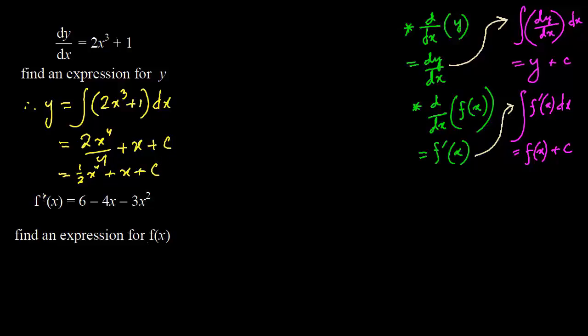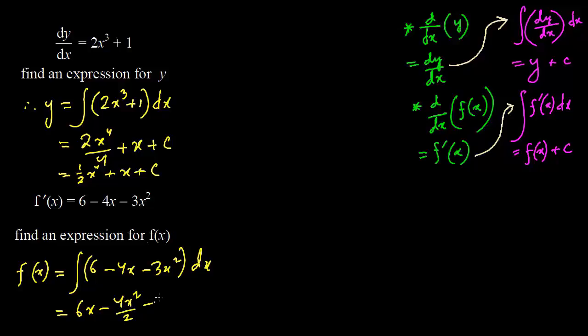Now, in the next example, we have f prime x, that is another derivative. So, if we have to find f of x, we have to again use the fundamental rule. So, f of x equals the integration of f prime x, that turns out to be 6 minus 4x minus 3x squared dx. So, this is 6x minus 4x squared by 2 minus 3x cubed by 3 plus c. So, this turns out to be 6x minus 2x squared minus x cubed plus c.